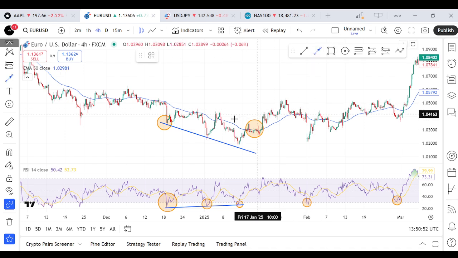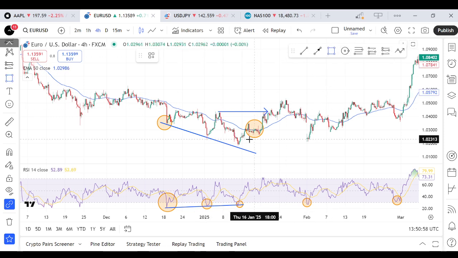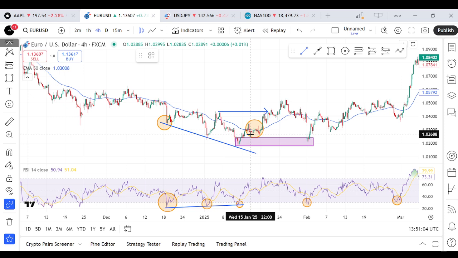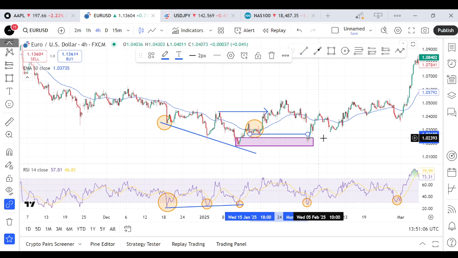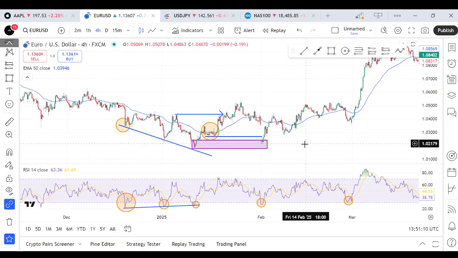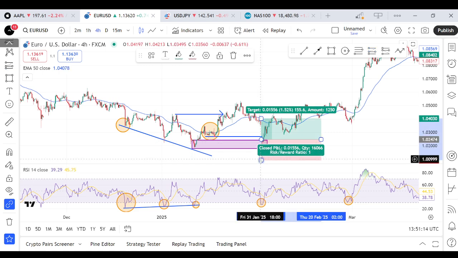We have this break, this change of character here. Then we have the pullback back into support. Traders who trade with liquidity, you can see this clear area of liquidity which was swept by the market. And after that, we then had the push to the upside. All of these are indications which we can use to place our entries.